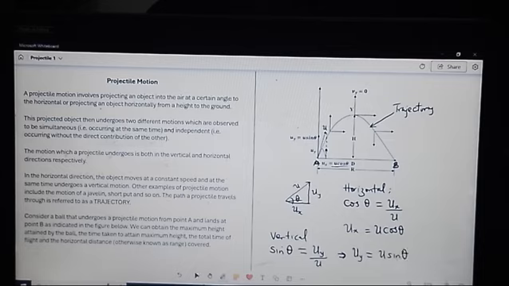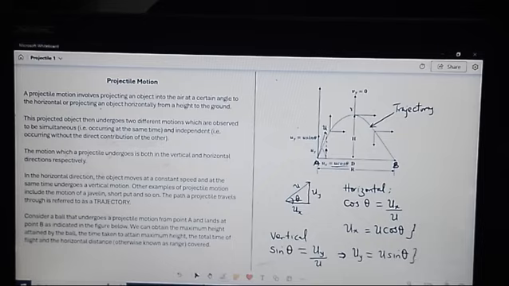So when you come across a problem involving projectile, you are given the velocity of projection at an angle to the horizontal, and you are asked to find the vertical component of the velocity or the horizontal component of the velocity. If it's the horizontal component, this is the expected formula to apply. If it's the vertical component, this is the expected formula to apply.